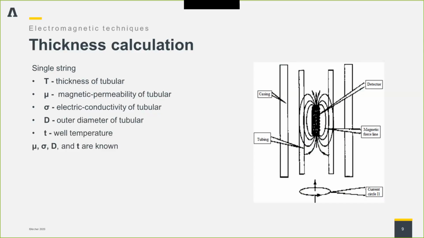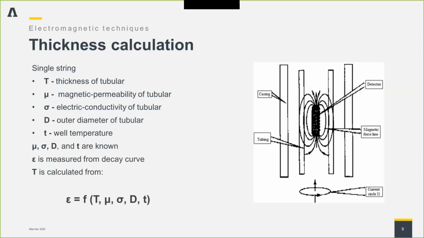So we know the magnetic permeability, the conductivity, the nominal OD, and the temperature, because we have a temperature probe in the tool. So we measure the electromotive force from the decay curve at the 54 points along the time. So we can calculate the thickness from an equation that's a function of the thickness, the permeability, the conductivity, the diameter, and the temperature. So it's fairly straightforward to solve.